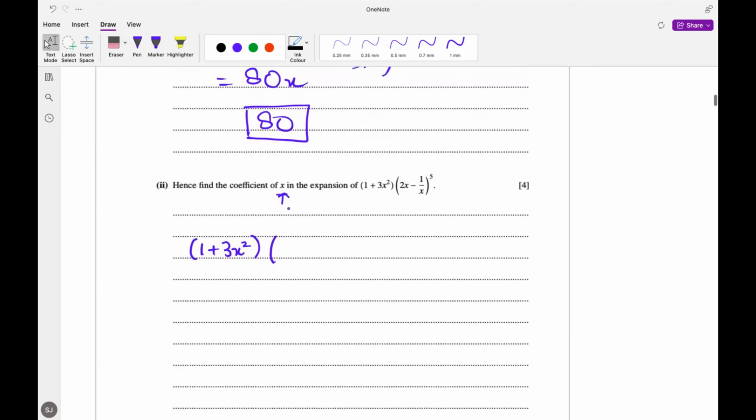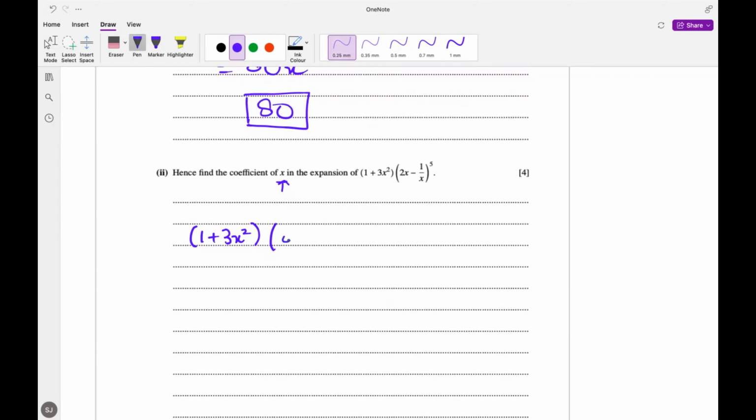So from the previous part, we already know that one of the terms will be 80x. And now to find a term in 1/x, because if I multiply 3x squared by a term in 1/x, it will again give us a term in x. So in the numerator, we'll need a power 1 bigger than the power in the denominator. So we can apply the formula, which is nCr a to the power n minus r, b to the power r. So we have to figure out what number to take in place of r.